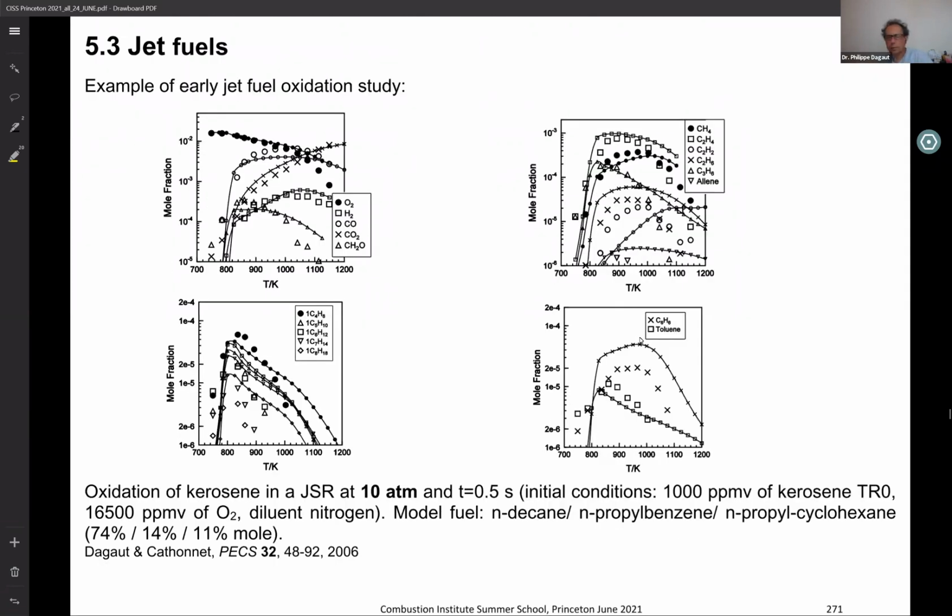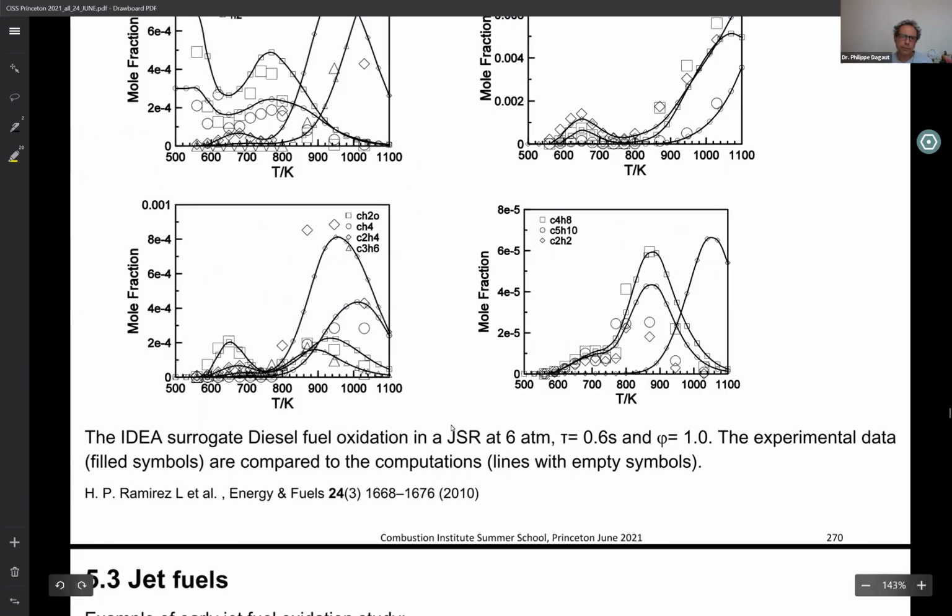So the conclusion here is that even if we are using a relatively simple model fuel, with these large hydrocarbons, the chemistry is very complex, and you have difficulties matching perfectly all the data.